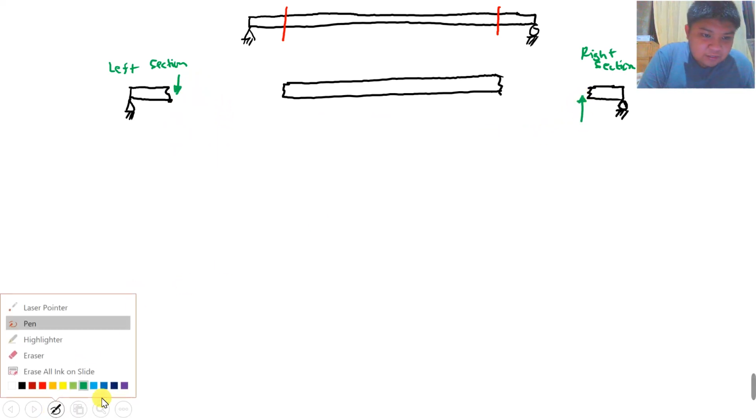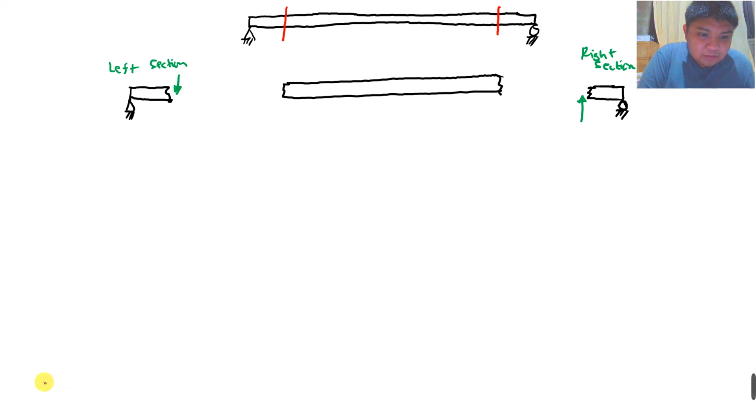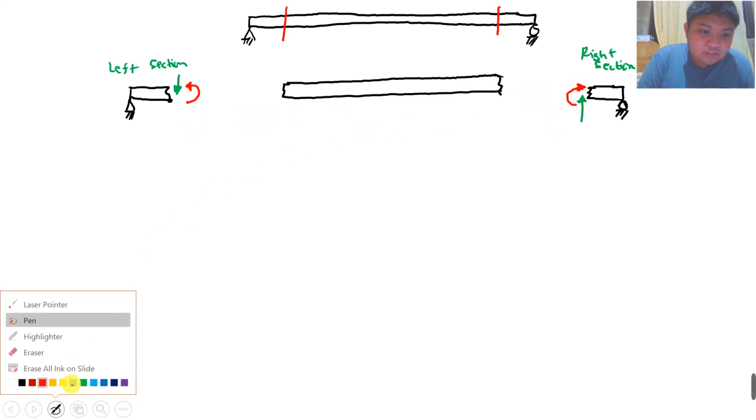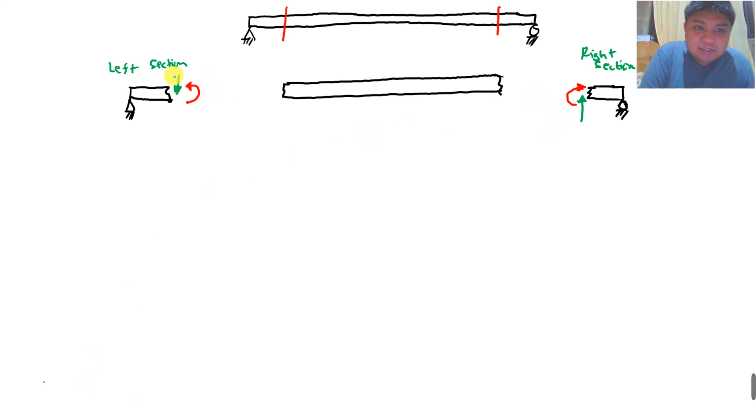On the other hand, sa case naman ng moment, drawing natin siya. Ganito yung positive moment counterclockwise. Ganito naman yung positive moment clockwise. So, ngayon class, since susundin natin yung Newton's third law of motion, ang mangyayari, kung dito, downward siya, malamang magre-reflect siya dito sa left end as upward. And ganun din dito, kung upward siya, magre-reflect siya dito as downward.